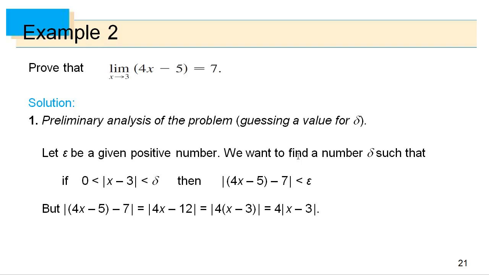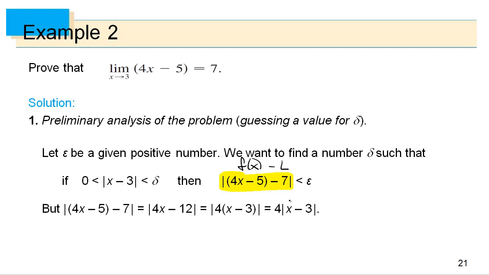But what you do every time is work with this piece, the function, this is f of x minus L. Work with this piece and see what happens. 4x minus 5 minus L, combine like terms, 4x minus 12, factor out the 4, pull it completely out of the absolute value.